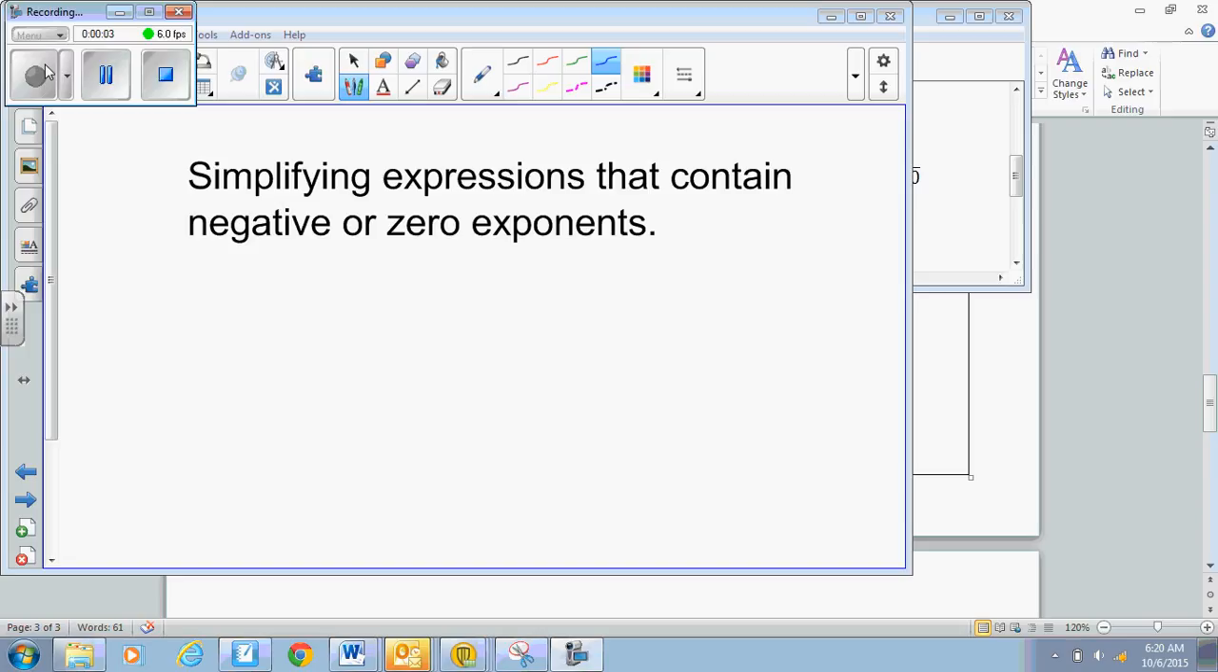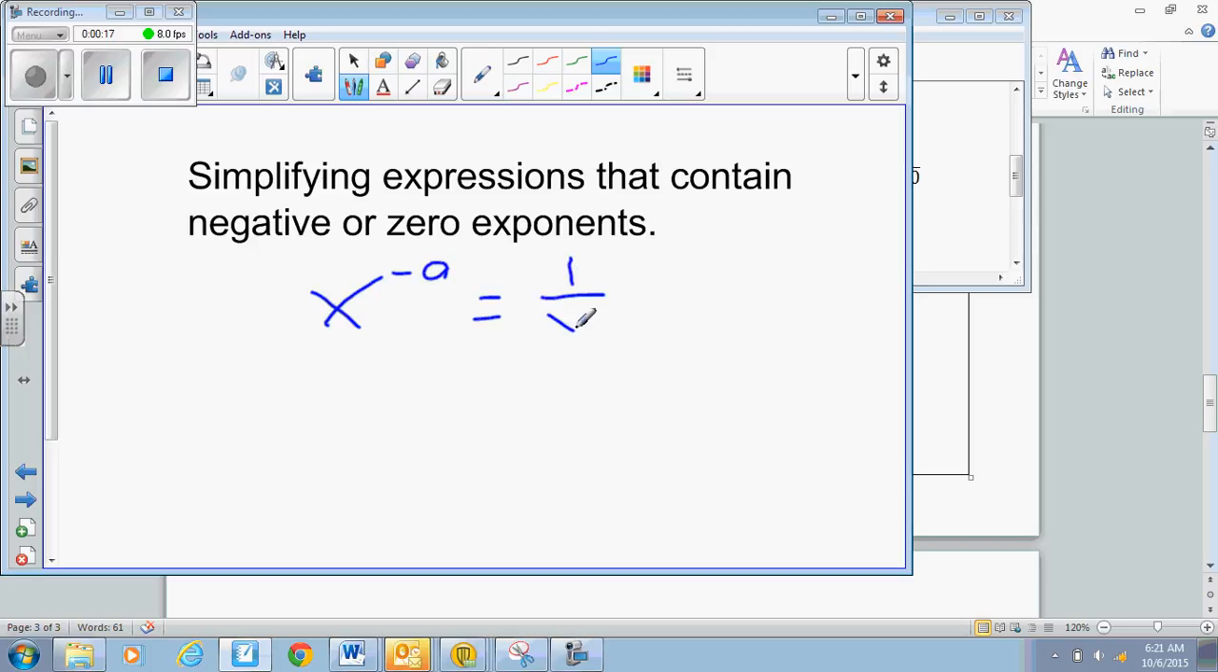In this video, we're going to talk about simplifying expressions that contain negative or zero exponents. The bottom line is that when I have something like x to the negative a, that becomes the same thing as 1 over x to the positive a.